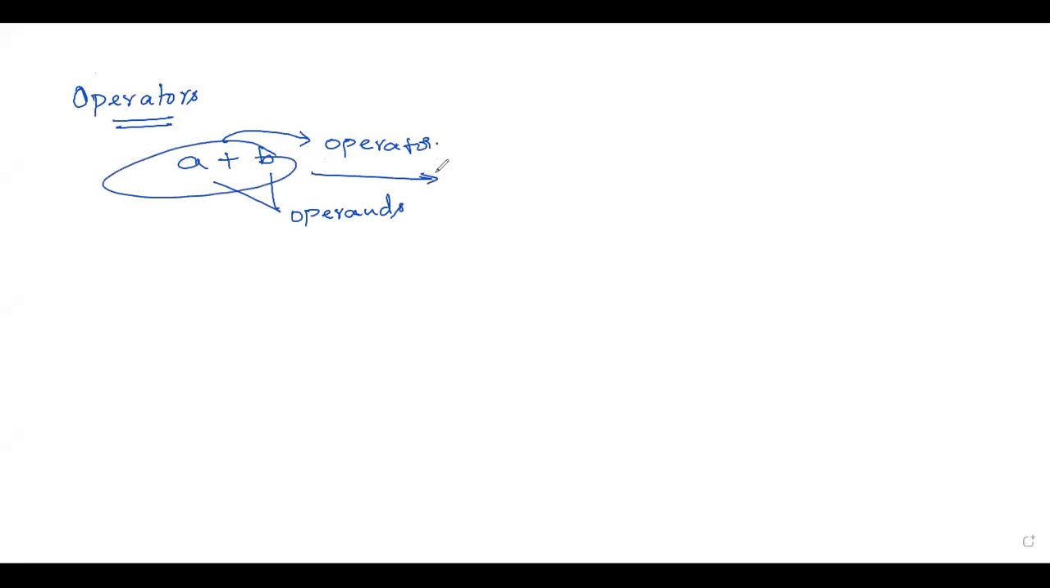Operators. Let me consider a plus b. A and b are the operands. Plus is the operator. Altogether, the action that is going to be performed is called the operation. Operators are used to perform operations on variables and values.